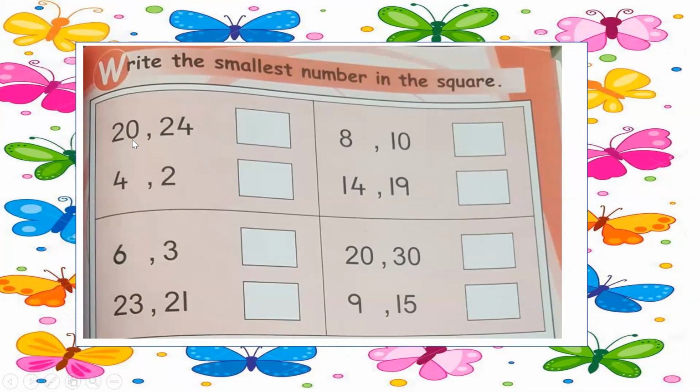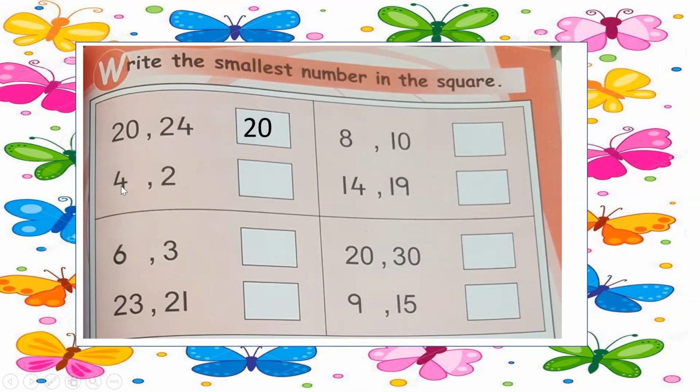Let's find it out. See, 20, then 21, 22, 23, and 24. See, the number 20 comes first, while the number 24 comes after it. So the number 20 is the smallest. Now, look here. Number 4 and number 2. It is so easy. The number 2 comes first, while the number 4 comes after it.